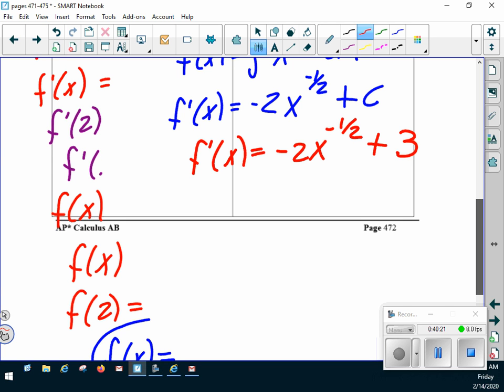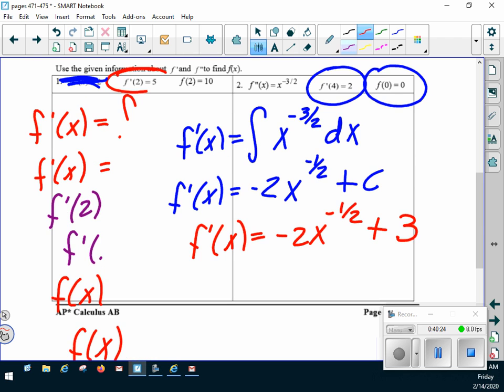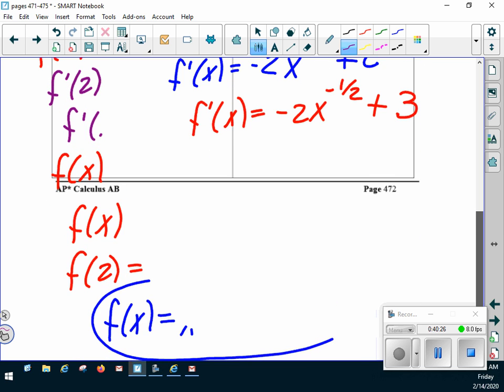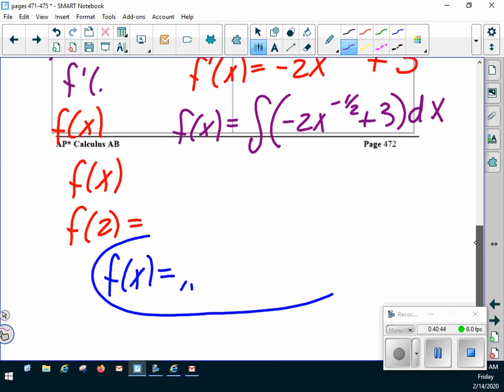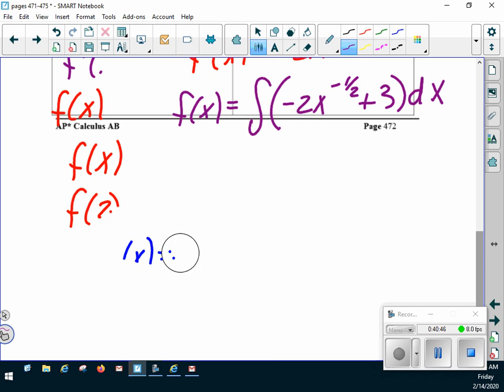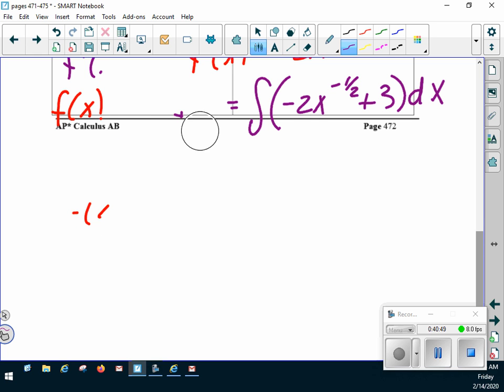How do I find f of x? Again, integrate again. So f of x is the integral of negative 2x to the negative 1/2 plus 3 dx. Notice that that binomial has to go in parentheses. Whoops, that's supposed to be f of x. So if it's more than one term, it has to be in parentheses? Yep, if it's more than one term, you got to have it in parentheses.